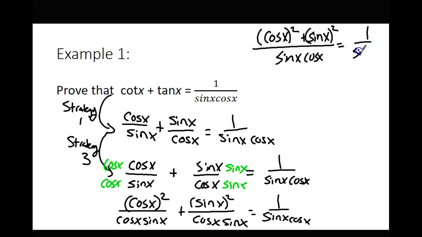All right, and here's the golden moment. Justin's already noticed it. What is cosine squared plus sine squared? What can I replace this with? Look at your Pythagorean identities. It's 1. So I can just replace that whole thing up there with 1.